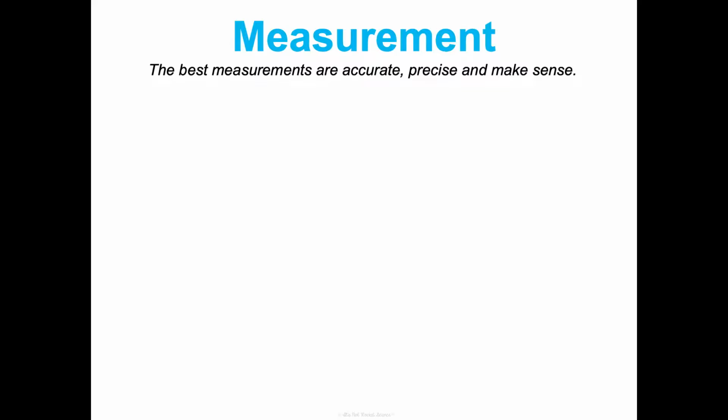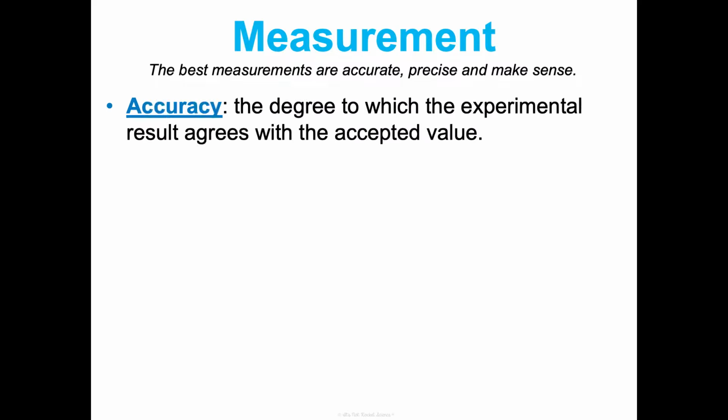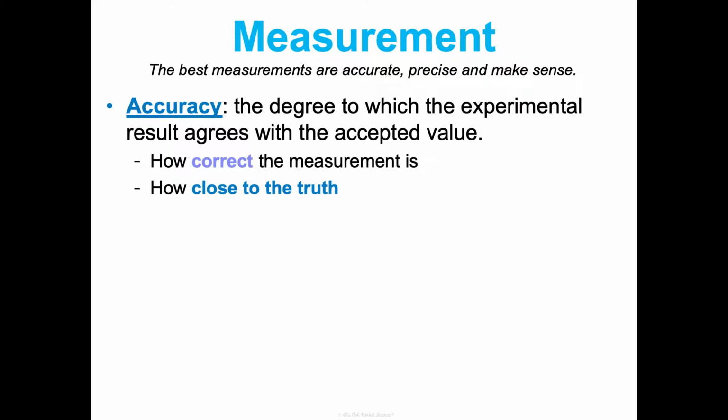So like I said, we want measurements that we make to be accurate, precise, and make sense. So we need to know what this means. Okay, so first, accuracy. This is the degree to which the experimental result agrees with the accepted value. Okay, simplest way to put it, it's just how correct the measurement is. How close is it to the truth? Obviously, we want our measurements to be right. We want them to be the correct measurement.